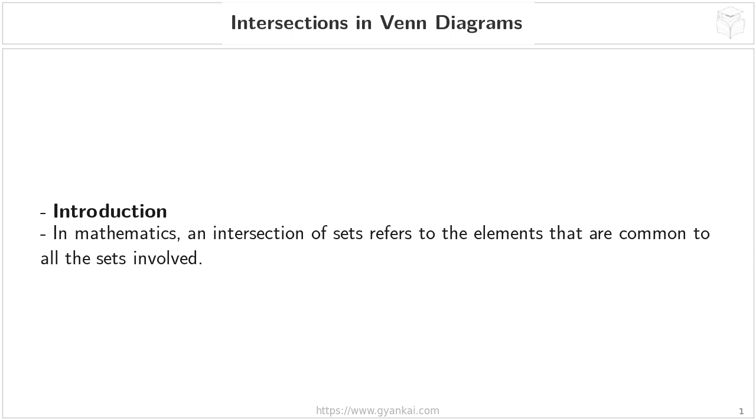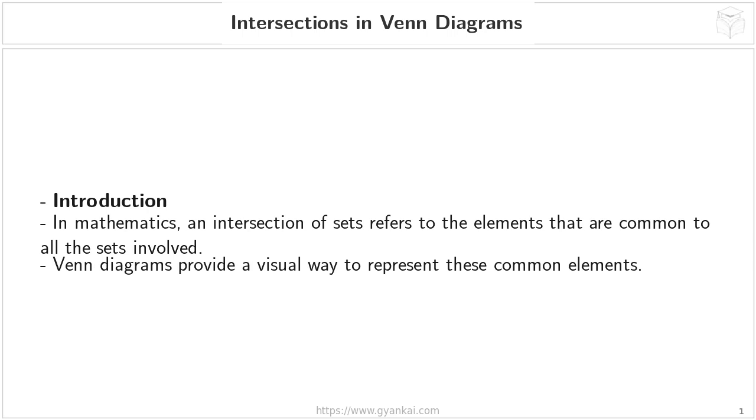Now, in mathematics, when we talk about the intersection of sets, what we're really looking for are the elements, the items that are shared by all the sets we're considering. Think of it like finding what's common between different groups. To help us visualize this, we use something called Venn diagrams. These diagrams are a fantastic way to represent these common elements graphically. You'll see how the overlapping parts of the circles in a Venn diagram directly show us the intersection.